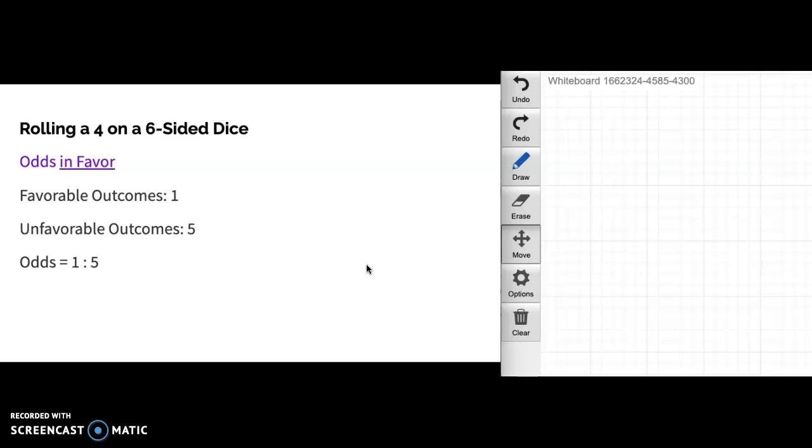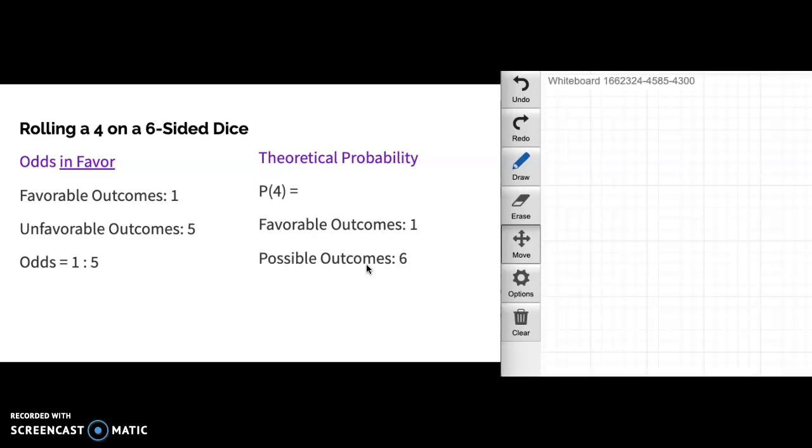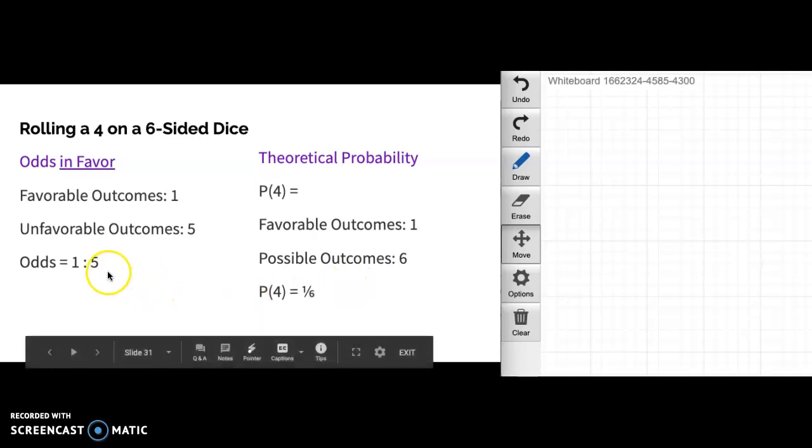Just to show you how this is different from probability, if we are talking about theoretical probability, what's the probability of rolling a 4? How many ways can that happen? 1. Versus how many total outcomes are possible, and that would be 6. So the probability would be 1/6. There's a difference here in the second number: for odds it is unfavorable outcomes, versus in probability it is possible outcomes. Please pay close attention to that.